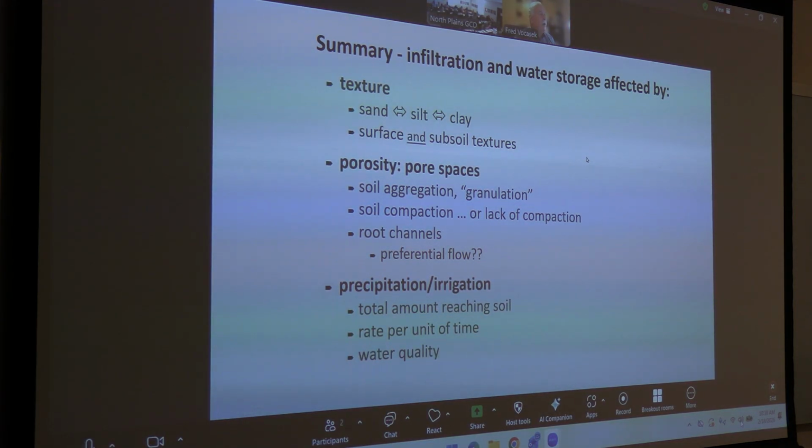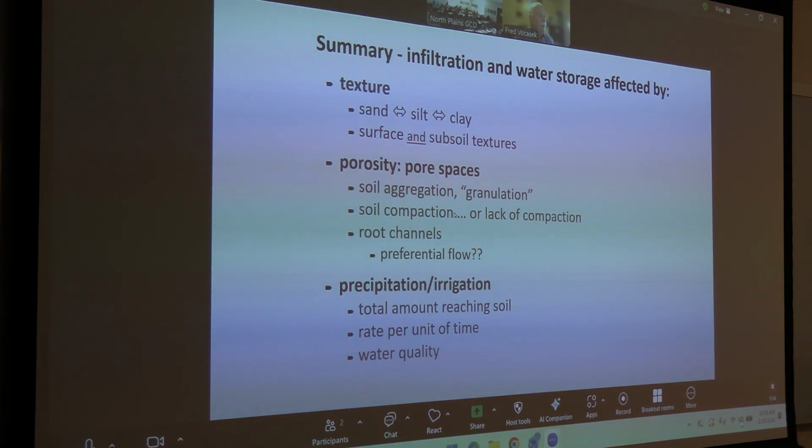So just to summarize here, when we look at texture, we're talking about a range of particle sizes: sand, silt, and clay. And it's important to remember not only the surface texture, that top few inches, but also the subsoil texture, because that's going to have an impact on total infiltration. If we've got sand at depth, it's going to move a lot more rapidly than if we have loam or clay at depth. When we talk about porosity, you hear that terminology. We're talking about pore spaces, holes in the soil. And when we talk about soil aggregation, that's the granulation.